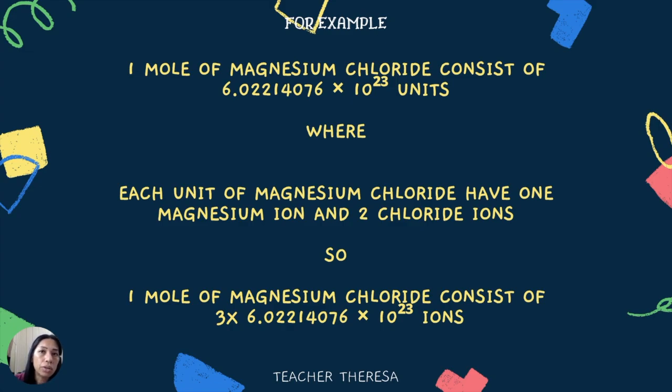That is all about the calculation on the mole. If you can understand the concept of particles, which is the most important part here, then you will be able to calculate the number of atoms, the number of molecules, the number of units, the number of ions. That's all for today.